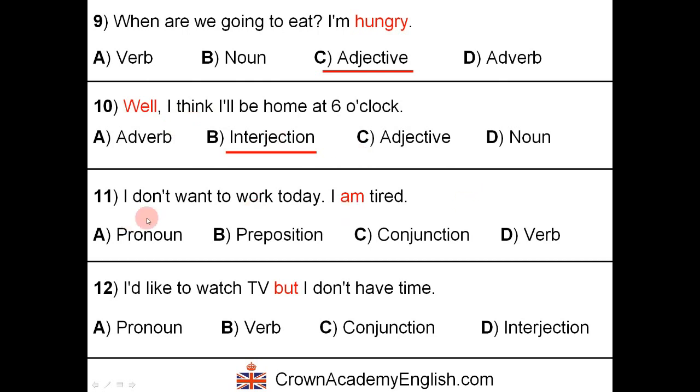Question 11. I don't want to work today. I am tired. So what type of word is am? Well, it's a verb. This is, in fact, the verb be, the verb to be. And it's the first person singular. The verb be is irregular. So it's I am.